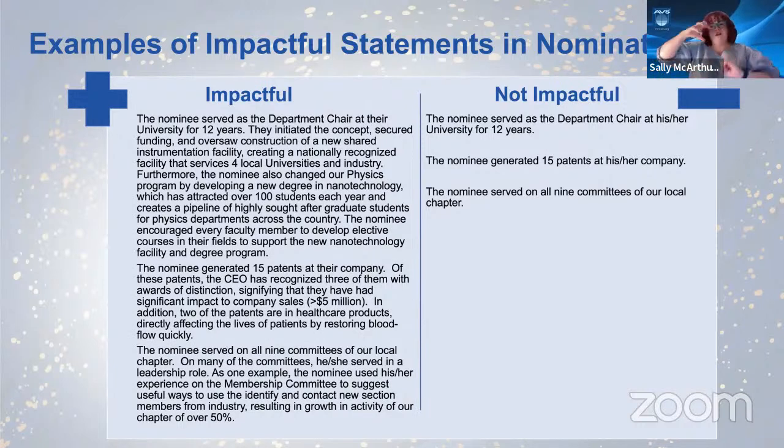So you've got insight on this side here where we've said it's not impactful. It's true. They served as a department chair for 12 years. They generated 15 company patents and they served on 9 committees. But it's not telling us what changed, what they achieved in that role, anything about that. They're just bare facts. It doesn't say anybody could have been the department chair and yes, they were the department chair, but nothing changed while they were in that role. So what happened while they were in that role? What was new? What was different?